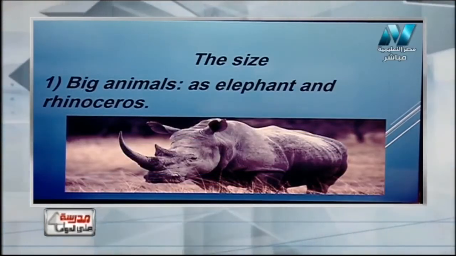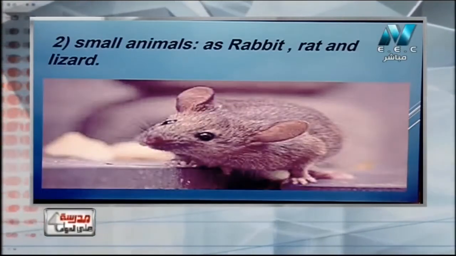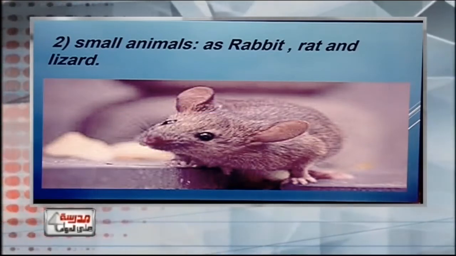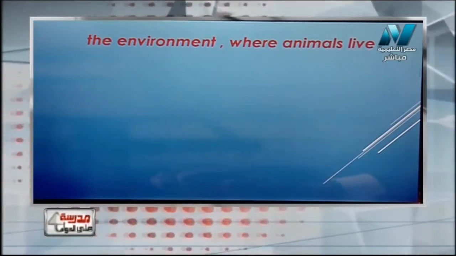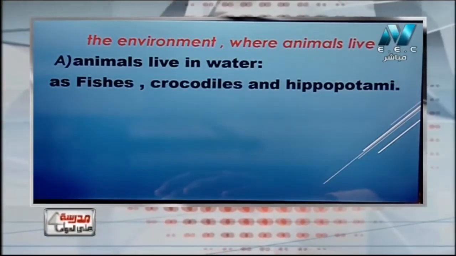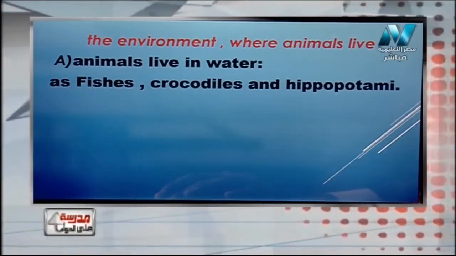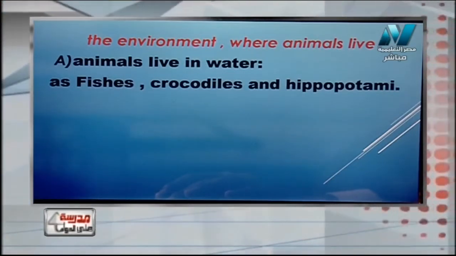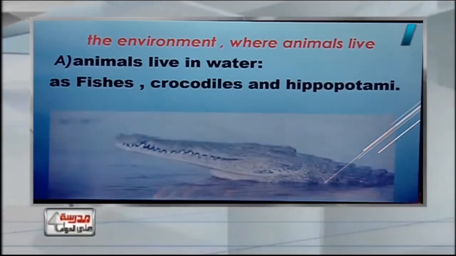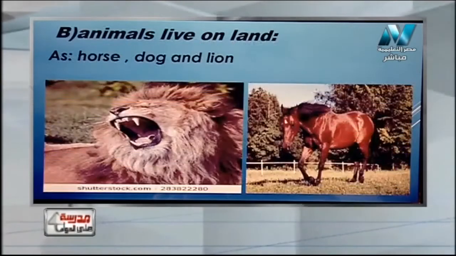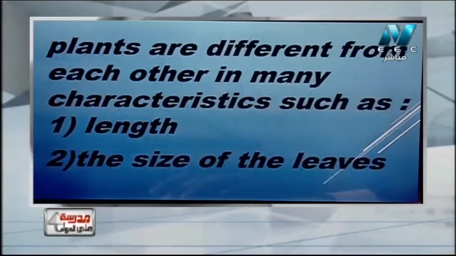First, the size. There are big animals such as elephant and rhinoceros, and there are small animals such as rabbit, rat, and lizard. Number 2, the environment where animals live. There are animals which live in water, such as fishes. Fishes is the plural of fish. Crocodiles and hippopotami also live in water. The animals which live on land include horse, dog, and lion.